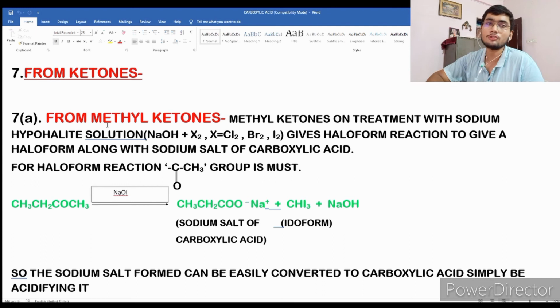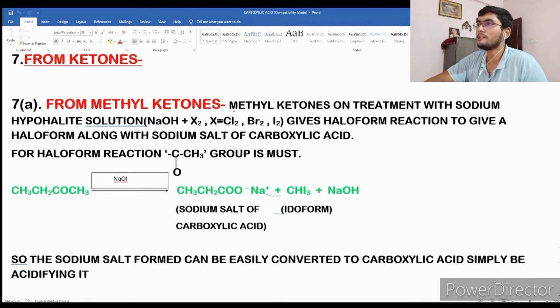And by treating that sodium salt with a mineral acid, we will get the corresponding carboxylic acid. But one thing should be kept in mind: if we are, for example, taking a ketone of 4 carbons, our final carboxylic acid will be of 3 carbons. Whatever the number of carbons of the ketone you are taking, the carboxylic acid you will get will be a one-carbon-less carboxylic acid. So let me show you in the example, then it will be more clear.